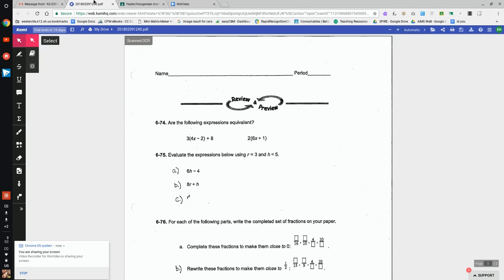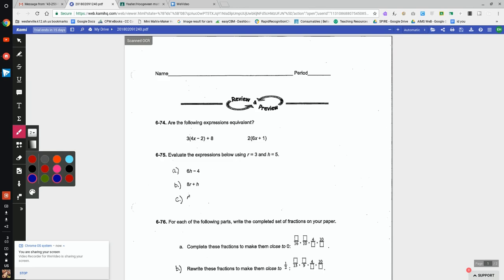All right, looking at tonight's homework, it should be pretty simple. So hopefully you're just logging in for some clarification. Starting with the first one, similar to last night's homework, we have: are the following expressions equivalent? Equivalent again means if they are equal. So again, we got to do some distributive property here.